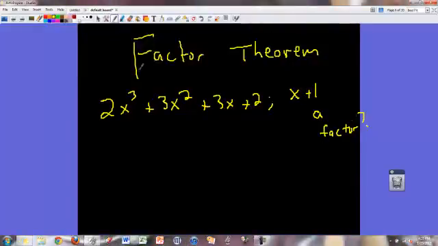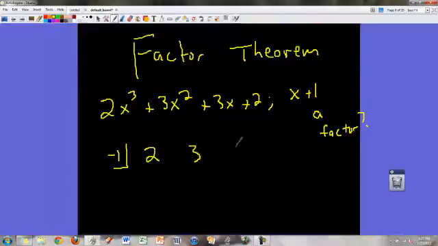So let's test this. All we're going to do is divide. I'm going to use synthetic division here. We could use long division if we have to, but since this is x to the first power, we can use synthetic, and quite frankly, I would rather use synthetic than long. Call me lazy, but I'm okay with that. So in the box, take the opposite sign, -1. See, x cubed, squared, 1 number, nothing is missing, so we're good. 2, 3, 3, 2. Put the bar, put the number.